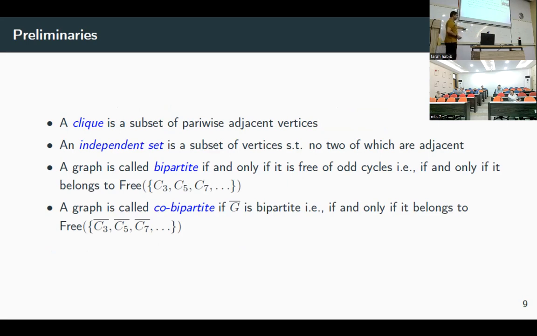So for example, given this graph, I can select this vertex, and this will form an independent set, right? And each individual vertex of the graph forms an independent set as well, right? So this vertex is an independent set in this graph, and so on. So usually when we talk about independent sets, we want to find the maximum independent set, because finding a minimum independent set is trivial.